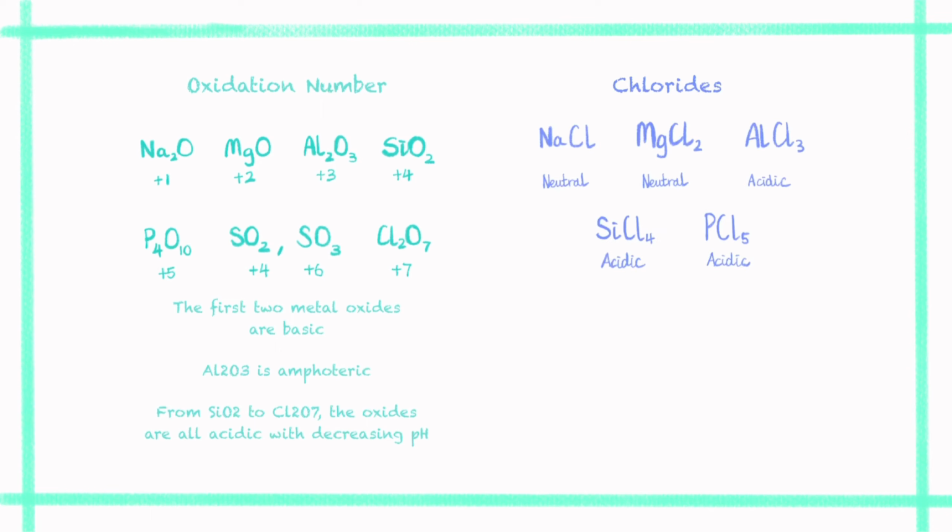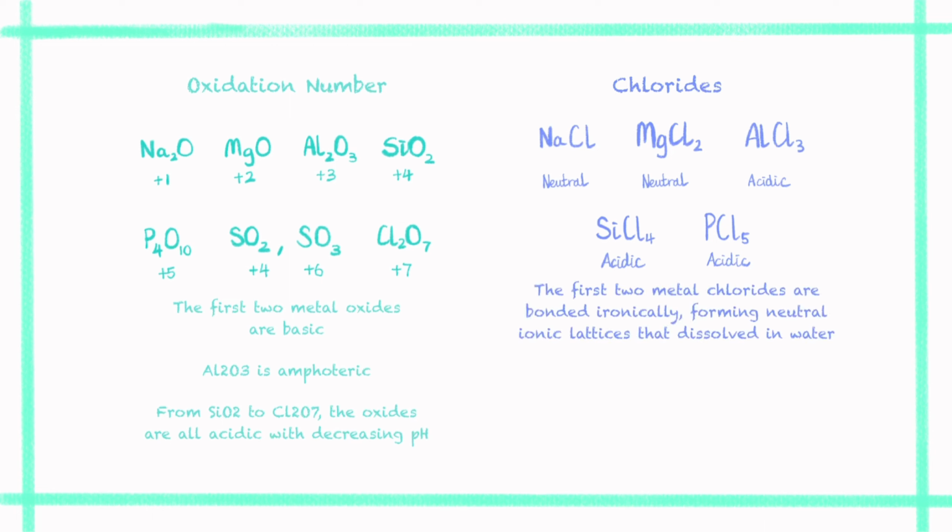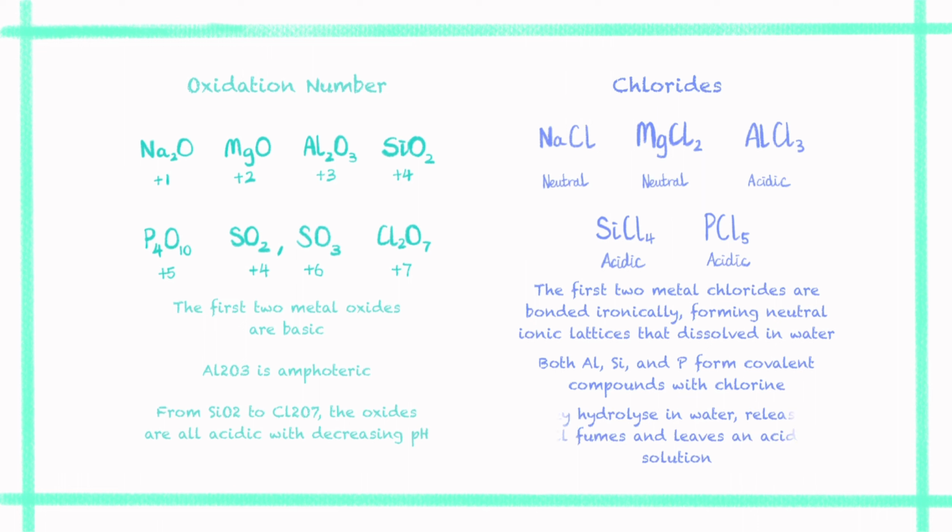Here are all the chlorides of elements in period 3. The first two metal chlorides are ionically bonded and neutral in pH. This makes them ionic lattices that are soluble in water. The rest 3 chlorides are all covalently bonded. They are acidic in nature because they hydrolyze in water, making an acidic solution and fuming hydrochloric acid.